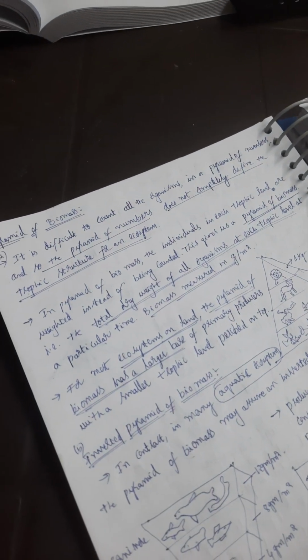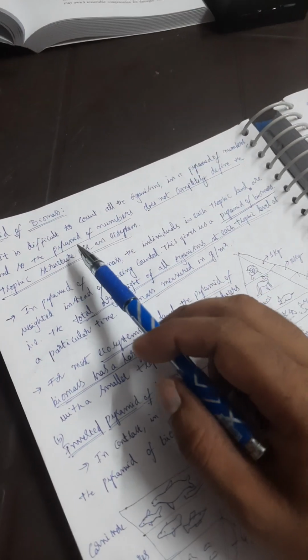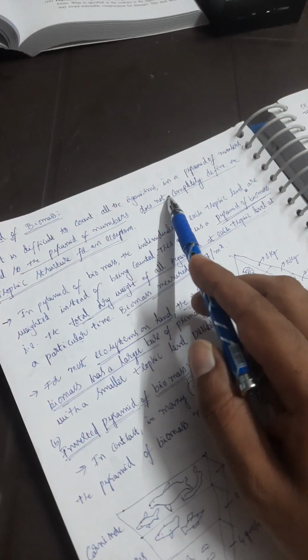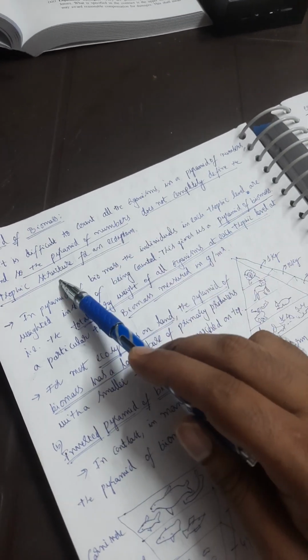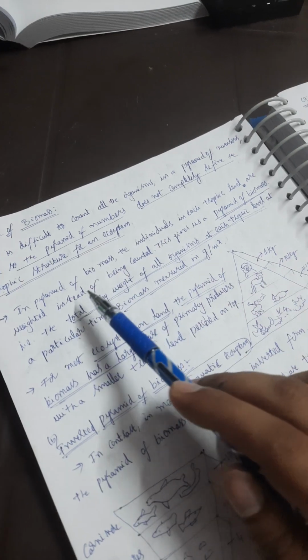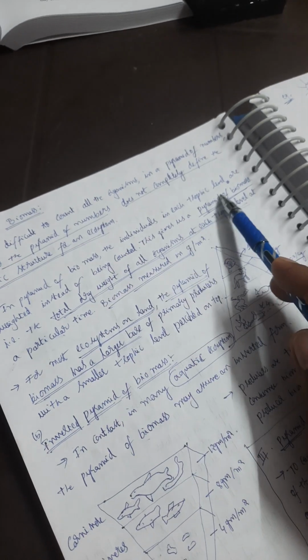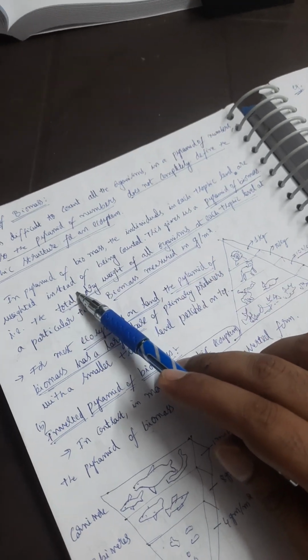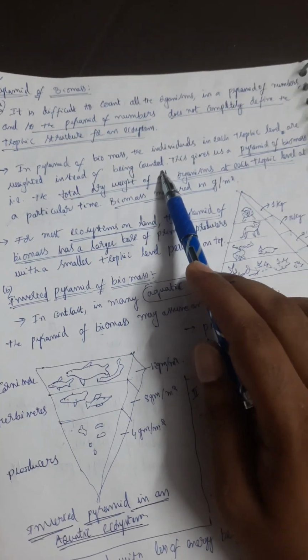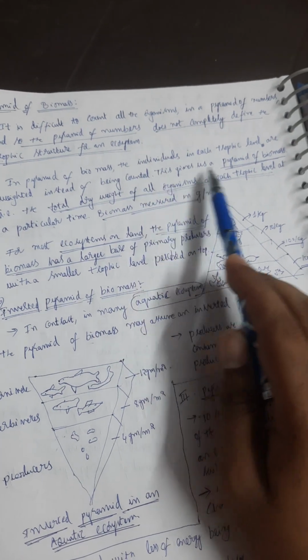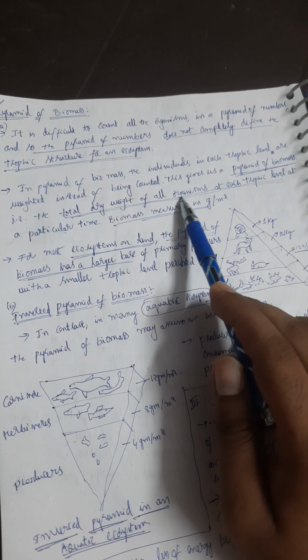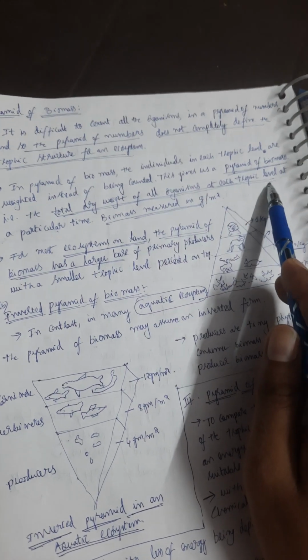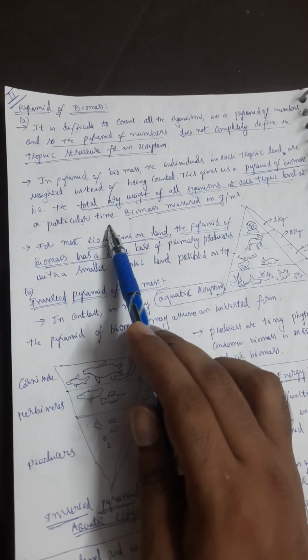So in the pyramid of biomass, what is happening? It is difficult to count all the organisms in a pyramid of numbers, so the pyramid of numbers does not completely define the trophic structure of an ecosystem. In the pyramid of biomass, the individuals in each trophic level are weighed instead of being counted. That gives us the pyramid of biomass, that is, the total dry weight of all organisms at each trophic level at a particular time.